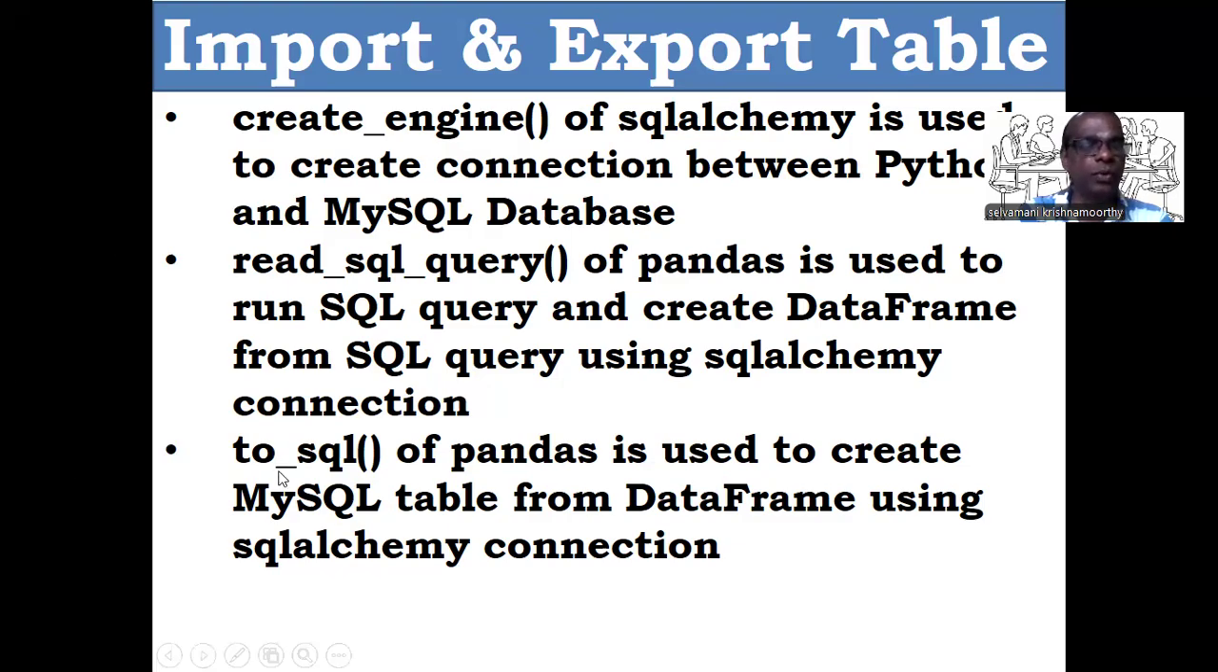The third function is to_sql. It is also a function of pandas. It is used to create a MySQL table from a data frame. read_sql_query creates a data frame from a MySQL table, whereas to_sql creates a MySQL table from a data frame using the same SQLAlchemy connection. That means before using these two functions, we need to create one engine with the help of create_engine. I hope it is clear.